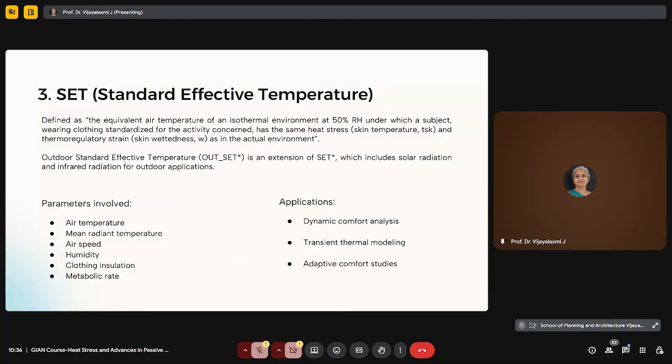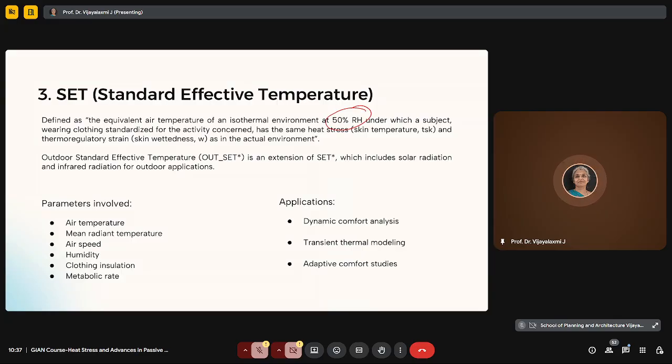method. Then we have the standard effective temperature, which is defined as the equivalent air temperature of an isothermal environment at 50% relative humidity, under which a subject wearing clothing standardized for the activity concerned has the same heat stress. That is, his skin temperature, everything is the same, and thermal regulatory strain, how sweaty he feels or how warm he feels, as in the actual environment. So the analogy is relative humidity versus absolute humidity.